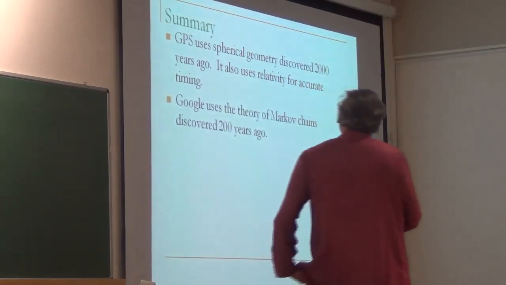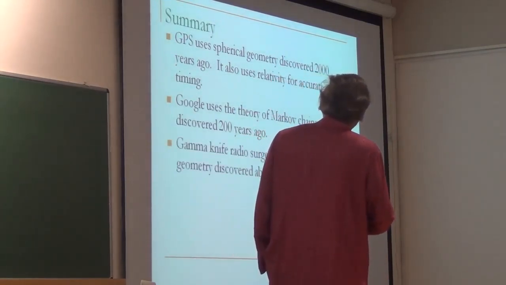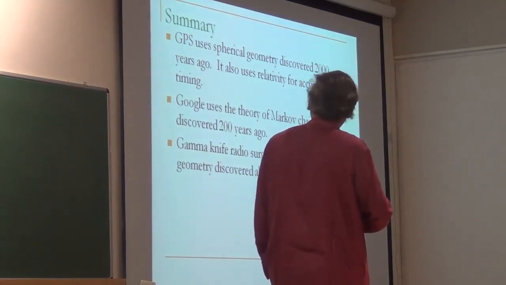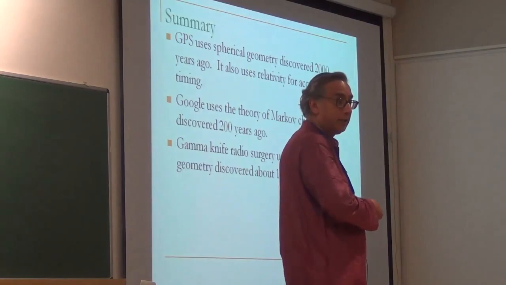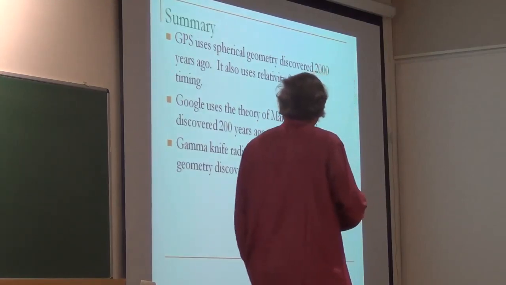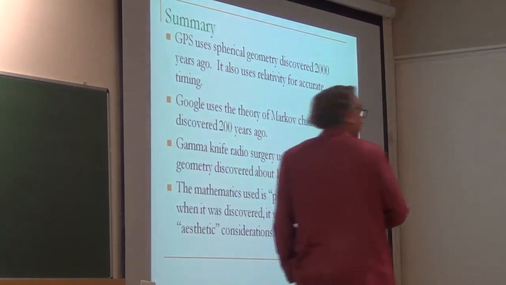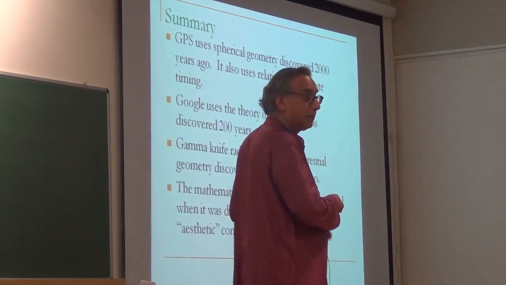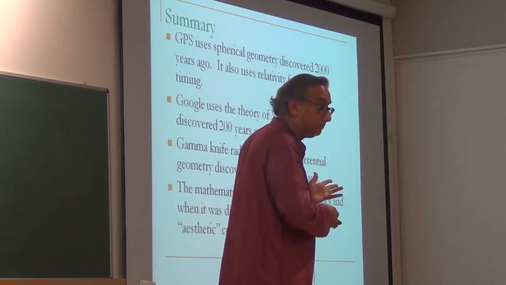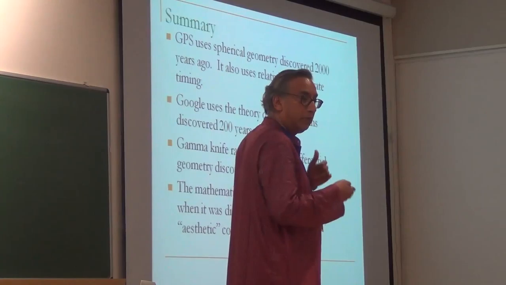Google uses the theory of Markov chains discovered 200 years ago. Gamma Knife radiosurgery uses differential geometry discovered about 150 years ago. So this is all pure mathematics, no question about it, that's being used in all this stuff. The mathematics is pure, and when it was discovered, it was motivated by aesthetic considerations. Remember that quotation of Osmond Guzzo from the very beginning saying mathematics is an art form. And I think most of us do mathematics motivated by aesthetics.